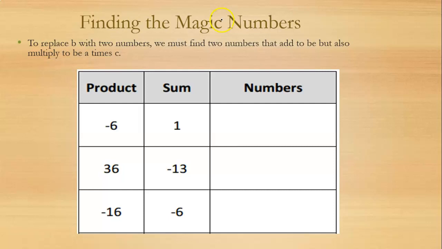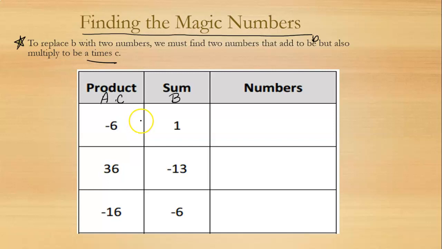Some people really get held up when it comes to finding the magic numbers. So would you please make a new heading in your notebook called Finding the Magic Numbers, and I want you to write this. To replace b with 2 numbers, we must find 2 numbers that add to be b, but also multiply to be a times c. So for this, I've already multiplied a times c. Your product is a times c. You want them to add to be b.